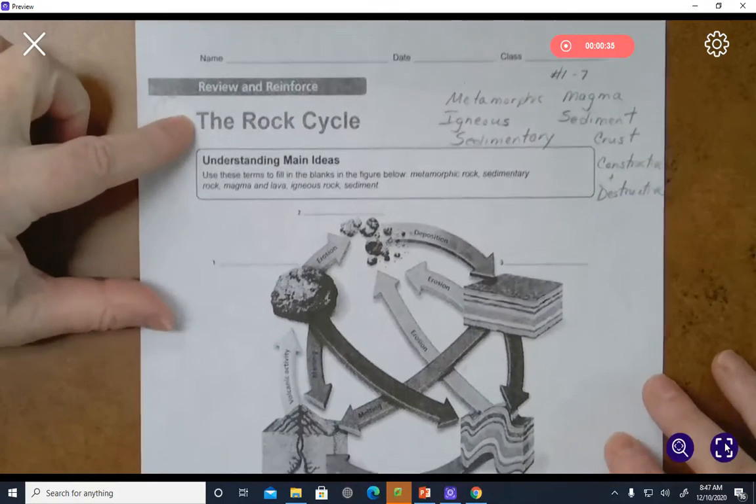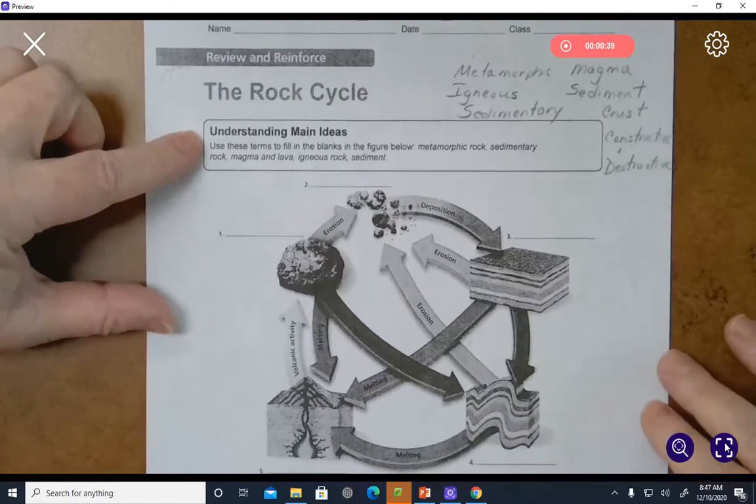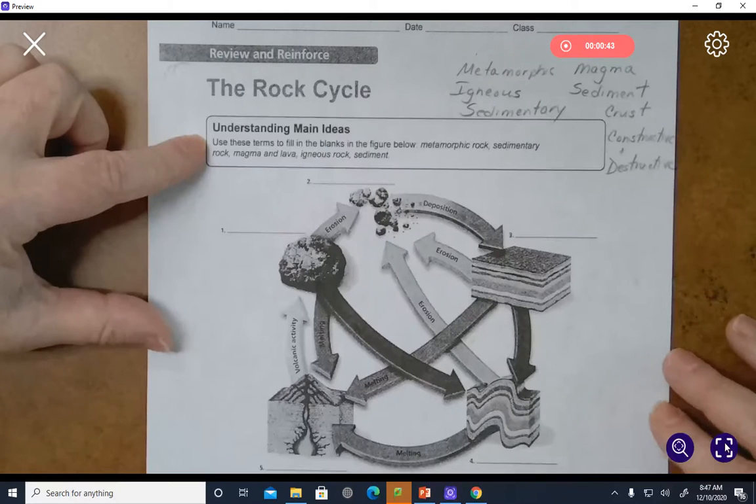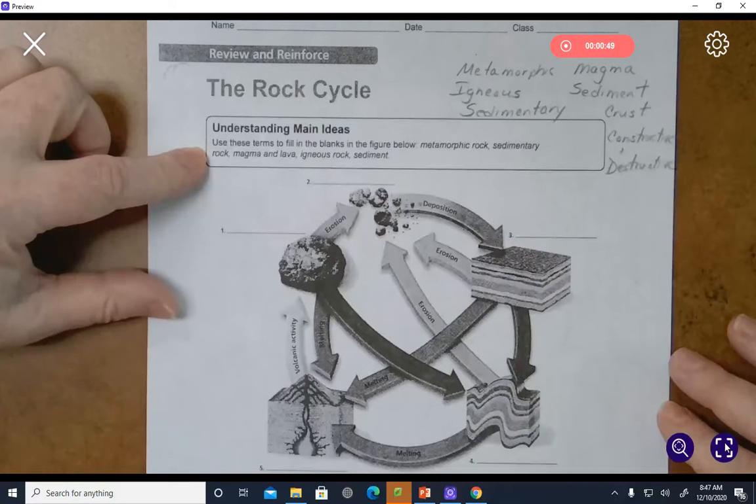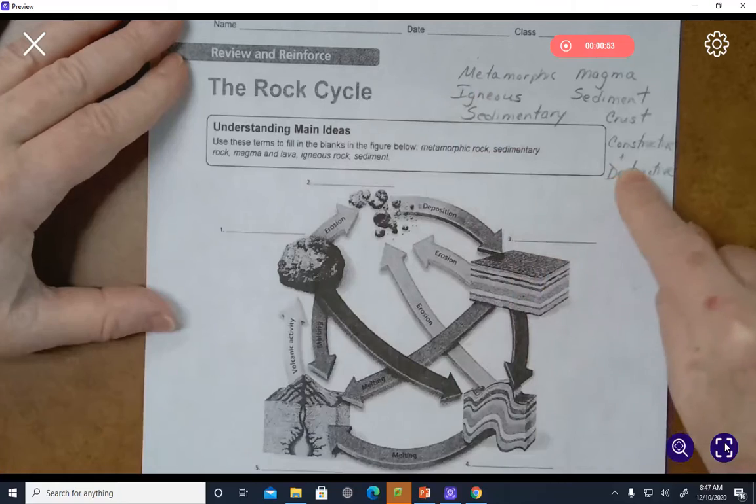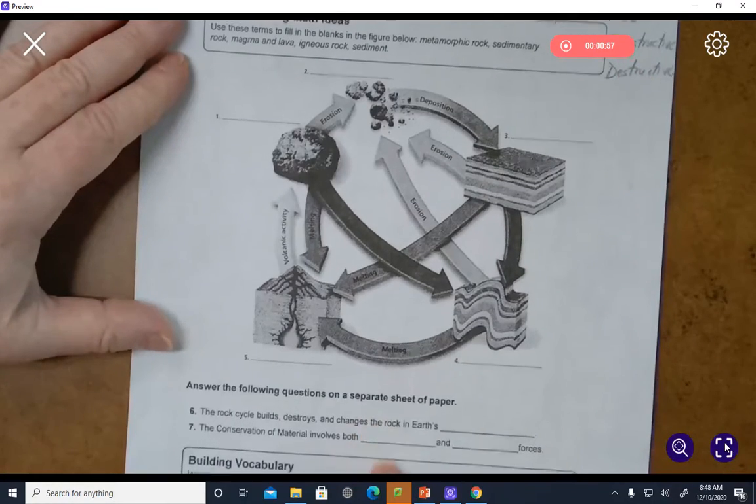The rock cycle. Understanding main ideas. Use these terms to fill in the blanks in the figure below. Metamorphic rock, sedimentary rock, magma and lava, igneous rock, and sediment. I did add those into the word bank because I gave you the words for down here as well.